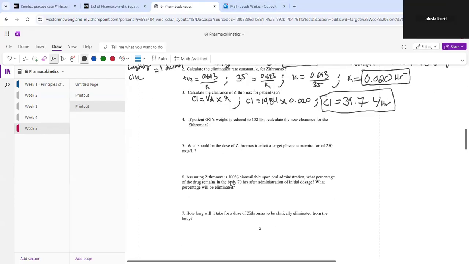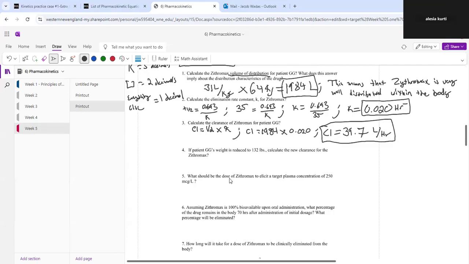All right, so if patient GG's weight is reduced to 132 pounds, calculate the new clearance for Zithromax. So what do you guys think we should do in this one? Yep. So do 132 divided by 2.2. What do you get for your answer? Yep. What's the next step?